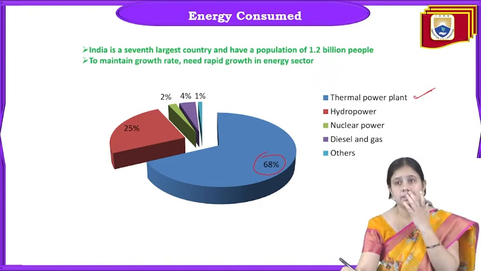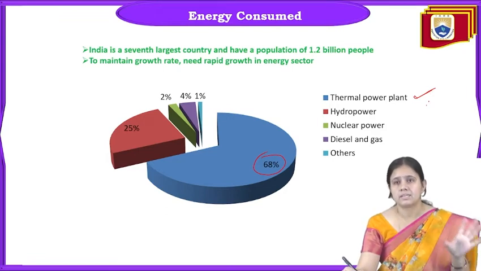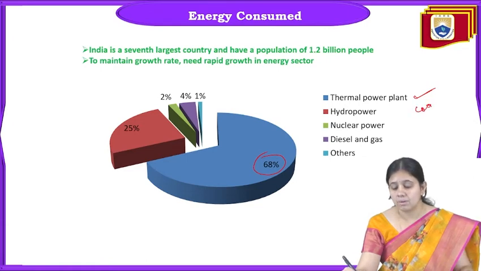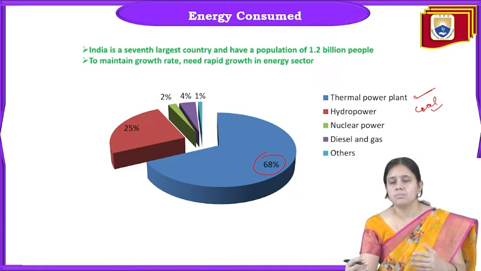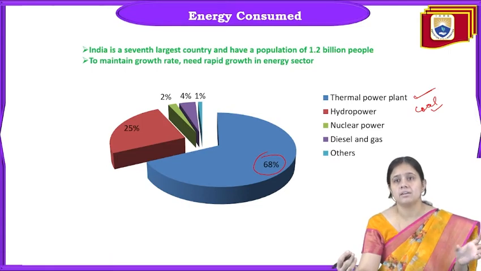Thermal power plant energy is nothing but the electricity generated from a thermal power plant. So what is used in this thermal power plant? Coal is burned, and by burning coal we produce energy. So what we understand from this is that India is using coal as the conventional source of energy, and the basic source of energy that we are using today is coal only.